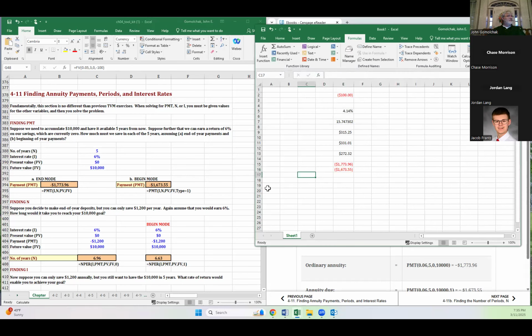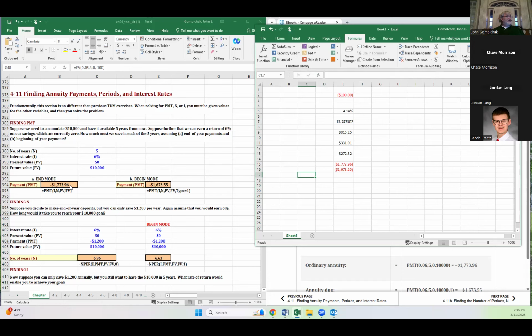1673.55. So if you needed to make sure that you accumulated $10,000 5 years in the future and you knew you could get 6%, if you were able to make the payments starting now, if you made 5 payments of $1,673.55, you'd have that $10,000 in 5 years. If you couldn't make the payment till the end of the first period, then you would have to put away $1,773.96. The difference, of course, is the compounding that you would see for that extra period, because this payment is made at 0.0, this payment is made at 0.1.